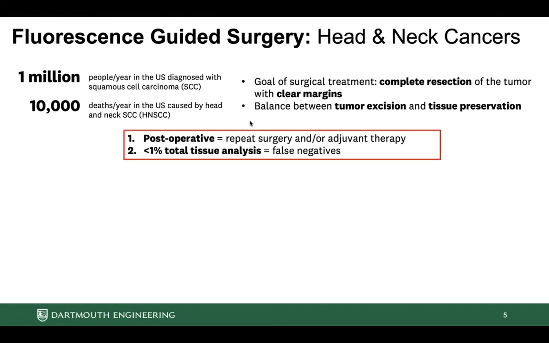Unfortunately, with head and neck cancer, most of the decisions of whether the tumor was completely removed or not are made post-operatively, in which only less than 1% of the total tissue that was taken out is analyzed. Therefore, there are high levels of false negatives. It is virtually impossible to test all of the tissue using traditional pathology techniques because there is just too much and it's too time intensive.